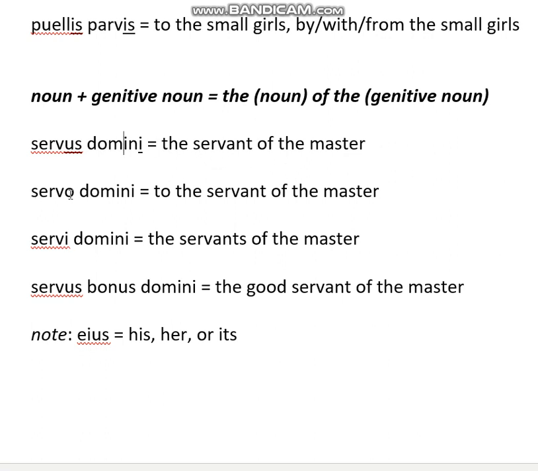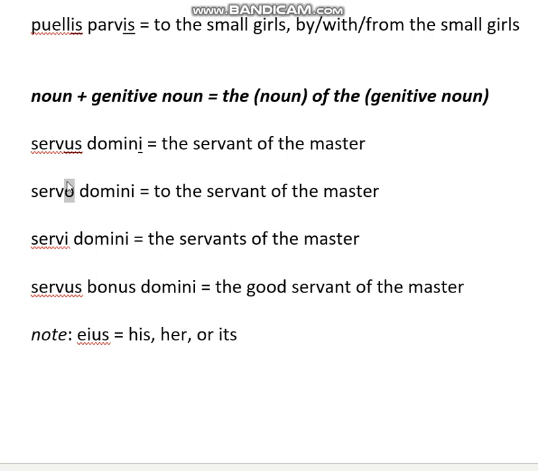And then servo domini. Well, servo, the o ending right here, can be either dative singular or ablative singular, so you can translate it as either. I decided to translate it as dative. Remember, dative is the to or for translation, so you put to or for in front of the translation of dative, you put of in front of the translation of genitive, and I'd like you to put by, with, or from if there's not a preposition in the translation for an ablative case word. So the o ending for masculine and neuter nouns indicates either a dative or an ablative ending. So servo domini, to the servant of the master.